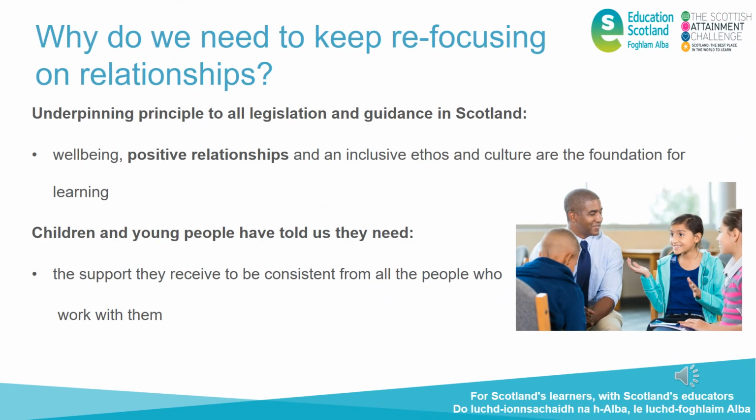So, why do we need to keep refocusing on relationships? The views of the adults who work in school about how to promote positive behaviour and how to provide the consistency that children and parents need can be extremely different. Personal views can range from those valuing systems that rely on control and compliance, that have strict rules in order to avoid sanctions, to those that more closely align with what we've already been talking about: that well-being, positive relationships, and an inclusive ethos and culture make the foundation for good, positive learning outcomes.